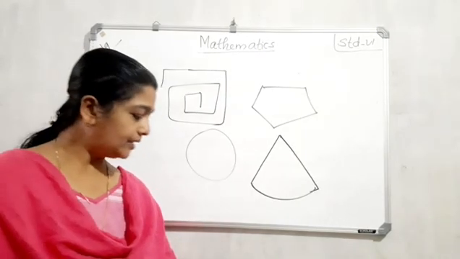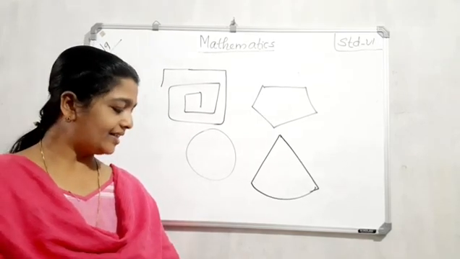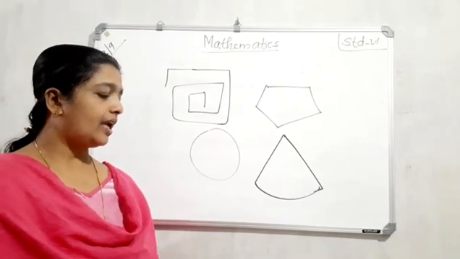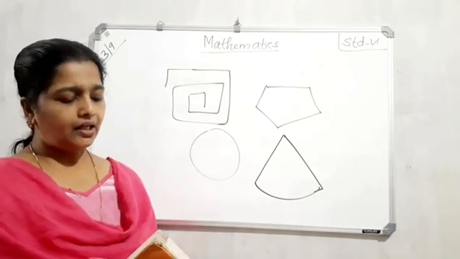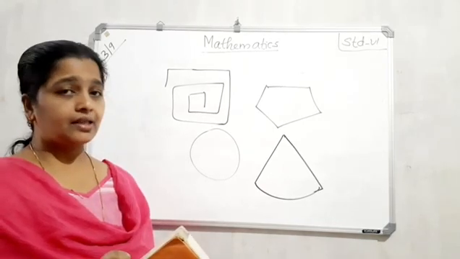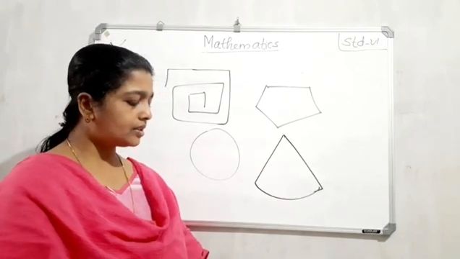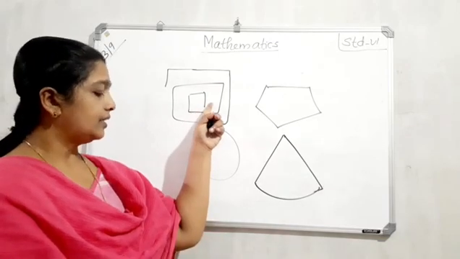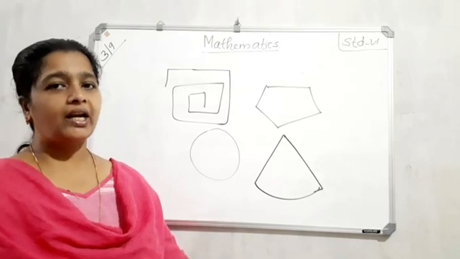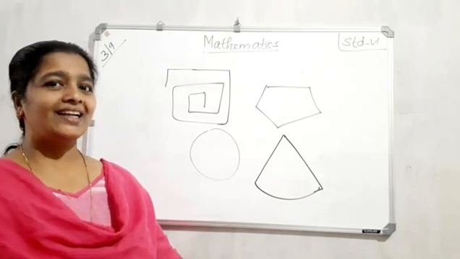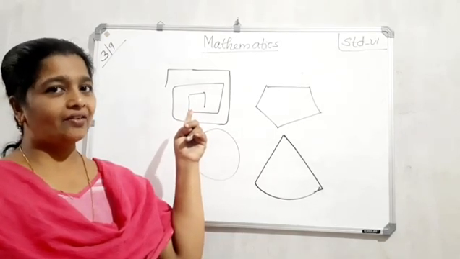Clear? Page number 108, exercise 5.8. Examine whether the following are polygons. If any one among them is not, say why. Understand? Question number 1, A. Listen, what is a polygon? A polygon is a simple closed curve made up of line segments, closed. Clear? So here, say the answer. No, it is not a polygon. Say the reason.